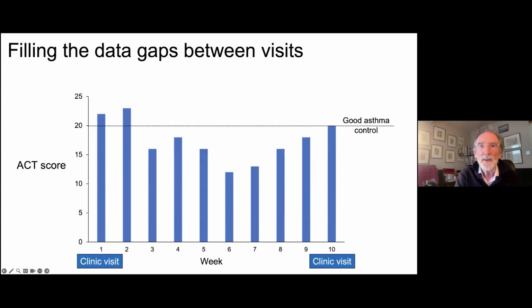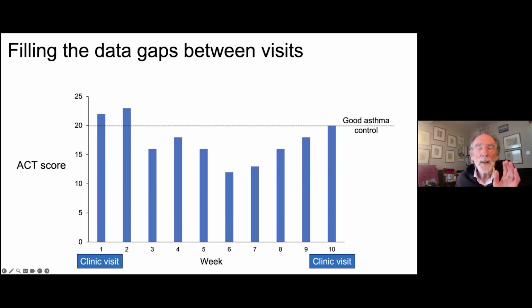Now, this is a theoretical example that I put together, but to illustrate a couple of points. On the left is when the patient was seen 10 weeks ago, and on the right is when the patients were seen today, 10 weeks later. And on the y-axis, we've got the ACT score, and the score of 20 or more, as you know, indicates well-controlled asthma. So when you first see the patient, they're well-controlled. When they turn up again at week 10, their ACT score is 20. So, okay, that's fine. They look controlled.